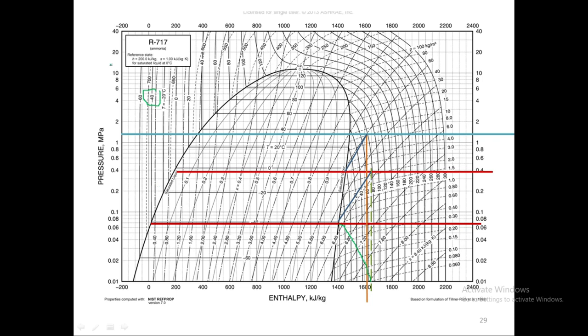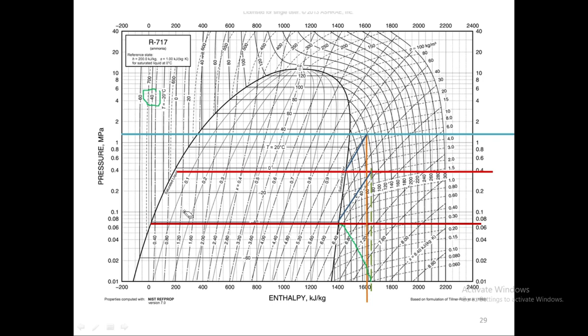Constant temperature line, or coming in this direction, vertical first, then it becomes horizontal, and then it goes in this direction. There you go. So these are the three temperature lines.